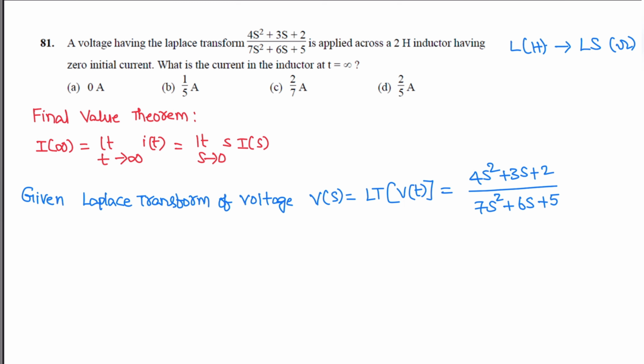Voltage V of S is given and the impedance is Ls. The current I is equal to V of S divided by the impedance, that is (4s square plus 3s plus 2) by (7s square plus 6s plus 5), divided by Ls. Inductance is 2 Henry, that is 2s, and this is I of S. In the question they have asked to calculate the initial value of current.